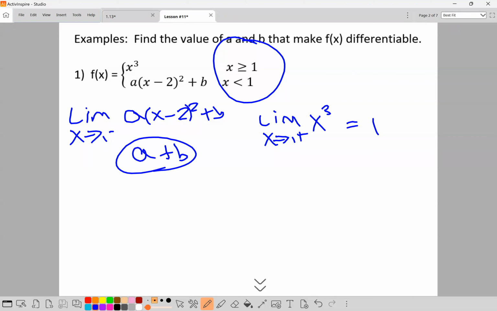Okay, so x is less than 1. And all right, so now that we have this written out, we are ready to do the same thing, right? Does the limit exist on the left-hand side and on the right-hand side? And this is going to help me find those values of a and b that make the function differentiable.